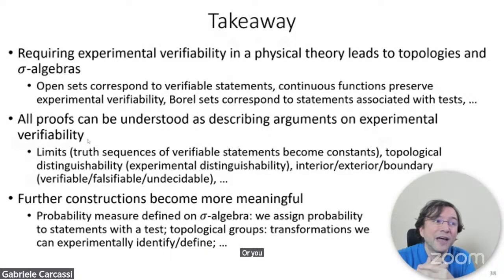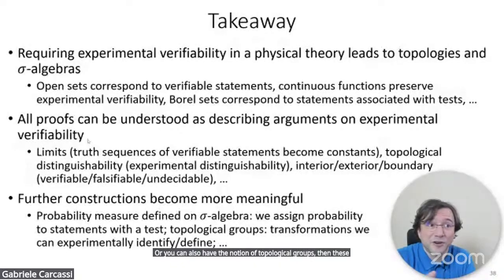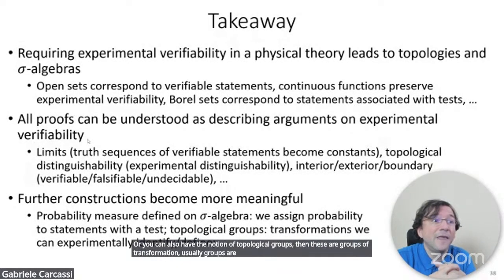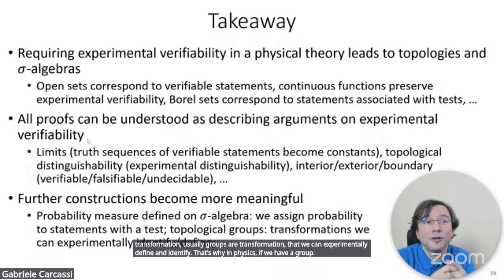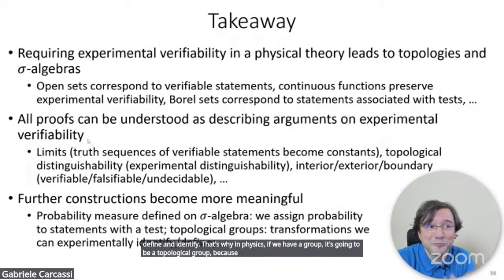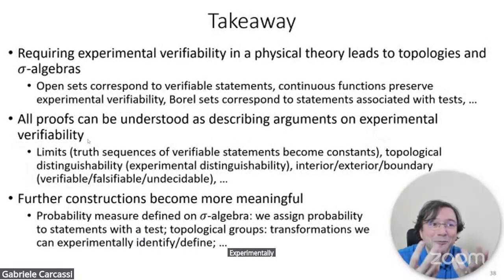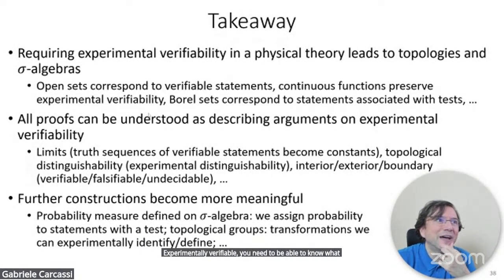Or you can also have the notion of topological groups. These are groups of transformations that we can experimentally define and identify. That's why in physics, if we have a group, it's going to be a topological group, because the elements have to be experimentally verifiable. You need to be able to know what transformation you have.